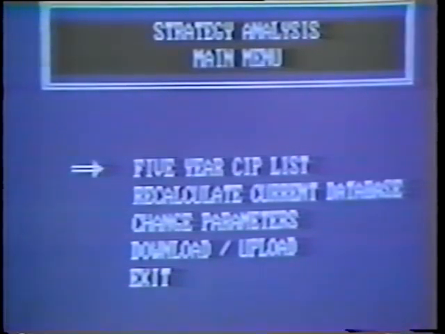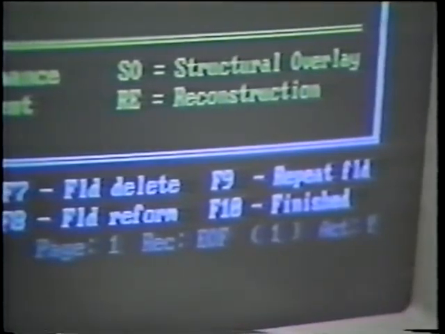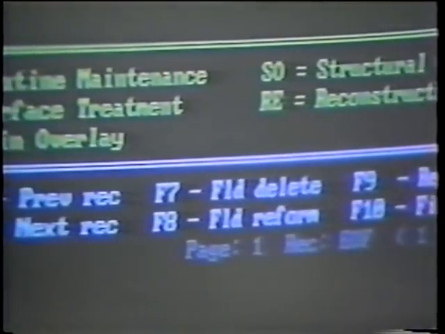Additionally, there are a variety of reports and analyses that can be created from pavement management system information. Frequently, these reports are generated in response to citizen requests for information about specific roads. They also can provide specialized information to managers.